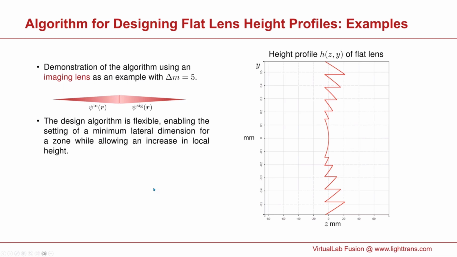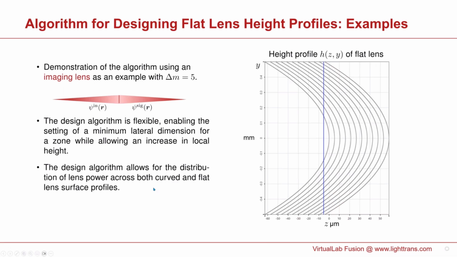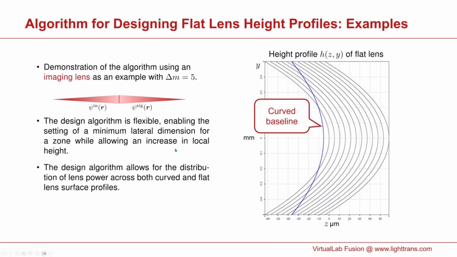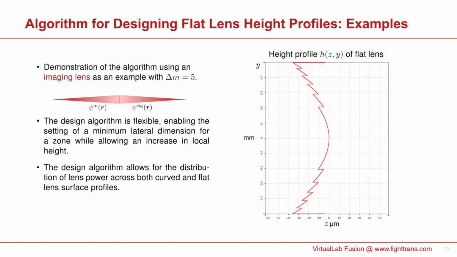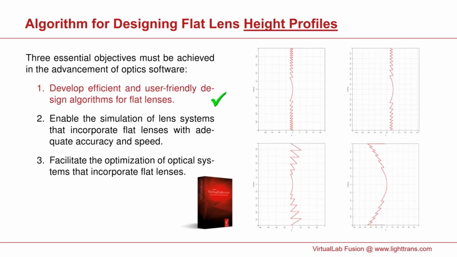The design algorithm also allows for the distribution of lens power across both curved and flat lens surface profiles. To achieve this combination, we start with a curved baseline and follow the same procedure as that used for a straight baseline. So we do the same as before, but now we get this result. The examples illustrate our tailored design algorithm for flat lens height profiles.